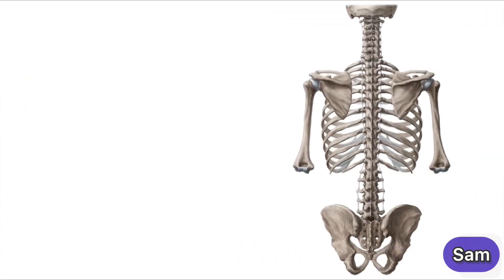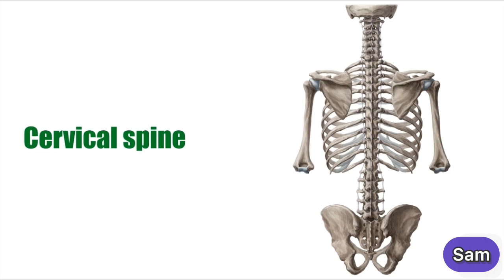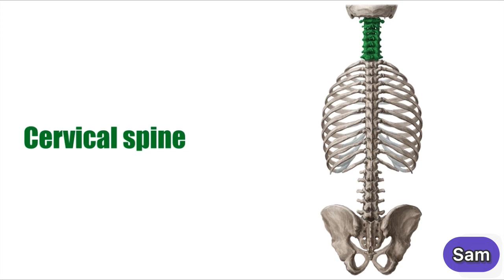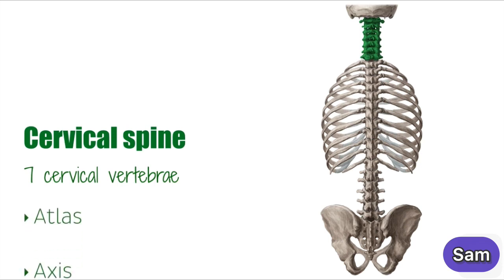On the posterior view of the trunk, we can find the vertebral column. The vertebral column can be divided into three sections. The first one is known as the cervical spine, which is comprised of cervical vertebrae. Between the skull and the thoracic vertebrae, you can find 7 cervical vertebrae. The first two well-known cervical vertebrae have their own names: atlas and axis, or C1 and C2, respectively.